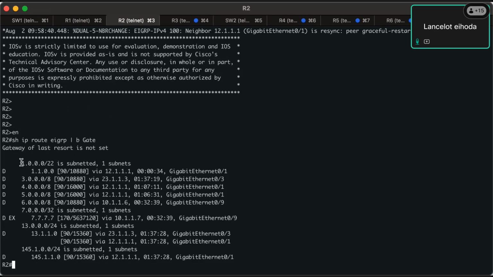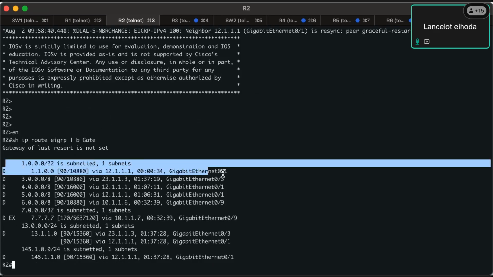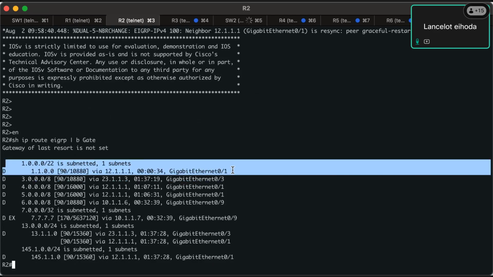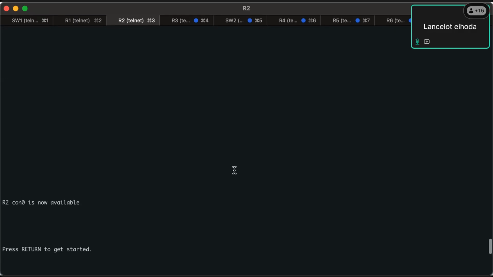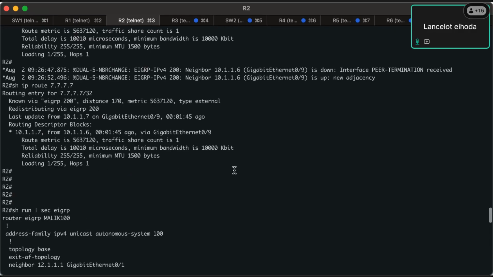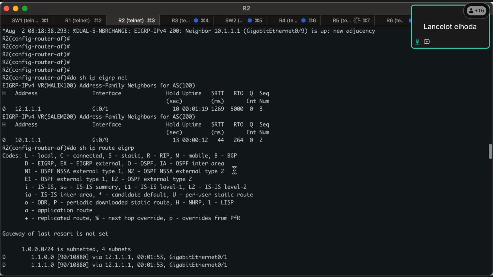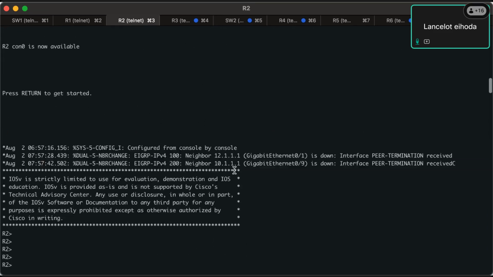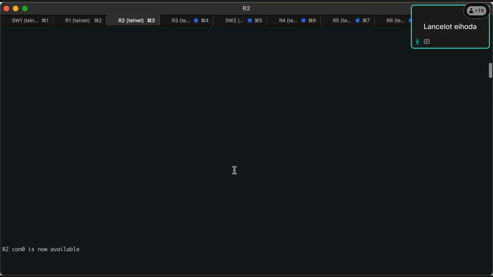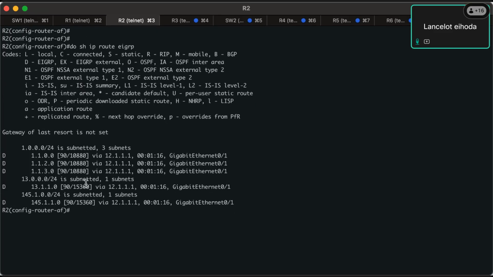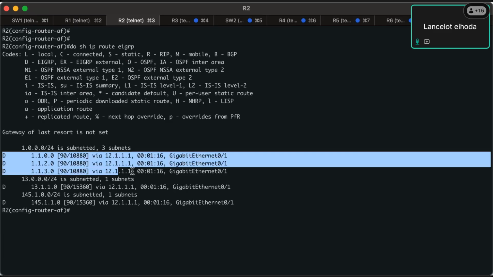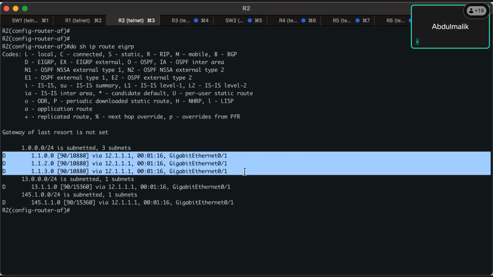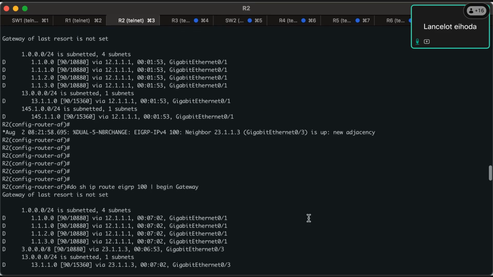Can you notice that this has been summarized totally? Yes, sir. We summarized to /22. Let's see if we can find where we did a show IP route earlier on. You can see that all these routes were 3 different routes, right? Yes. But right now it has summarized all those routes to one.